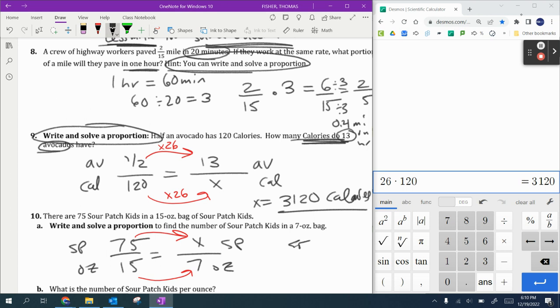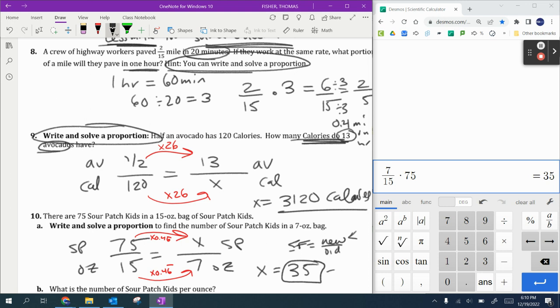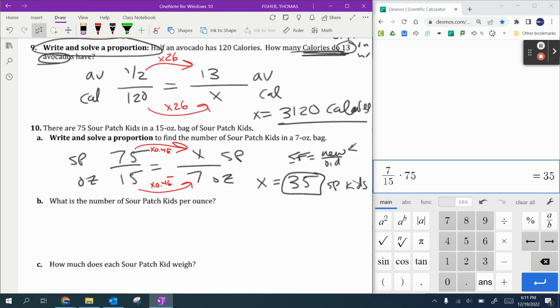So I always do the scale factor is the new one divided by the old one. You're pointing at the new one. So 7 in this case is the new one. 7 divided by 15 is that number right there. So this is times 0.46 repeating. So I'm going to leave that on my calculator, and I'm just going to do times 75, and that will get us right to what we need, 35. It kind of copies and pastes it. 35 Sour Patch Kids.